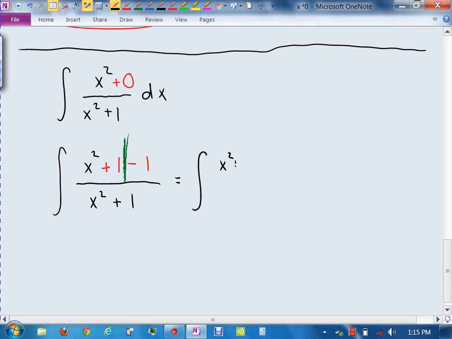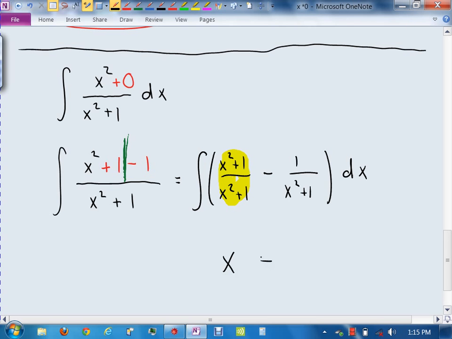You get the x squared plus 1 over the x squared plus 1. And then you get minus 1 over x squared plus 1, don't you? And what is this first fraction right here? That's 1, isn't it? Can you take the antiderivative of 1? Sure, that's going to be x. And then the other one, minus, what's the antiderivative of 1 over x squared plus 1? Arctangent. Sneaky, huh?